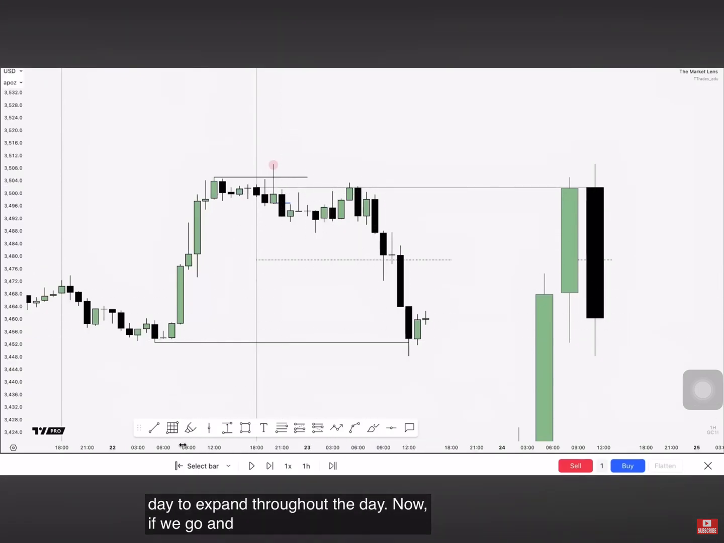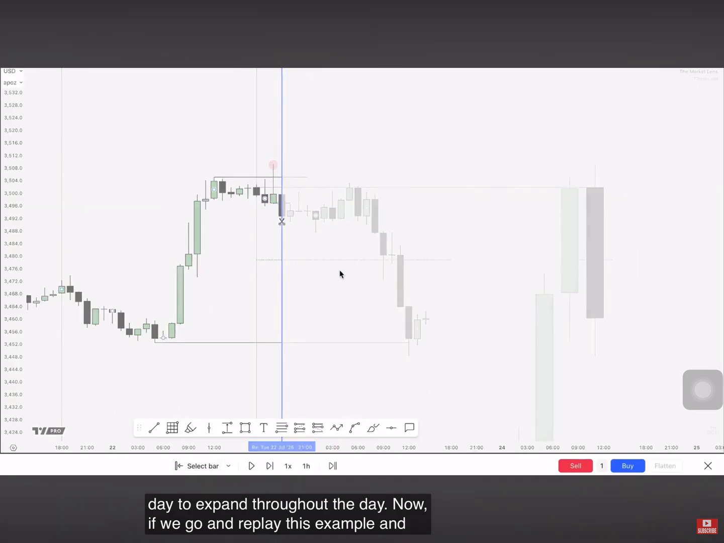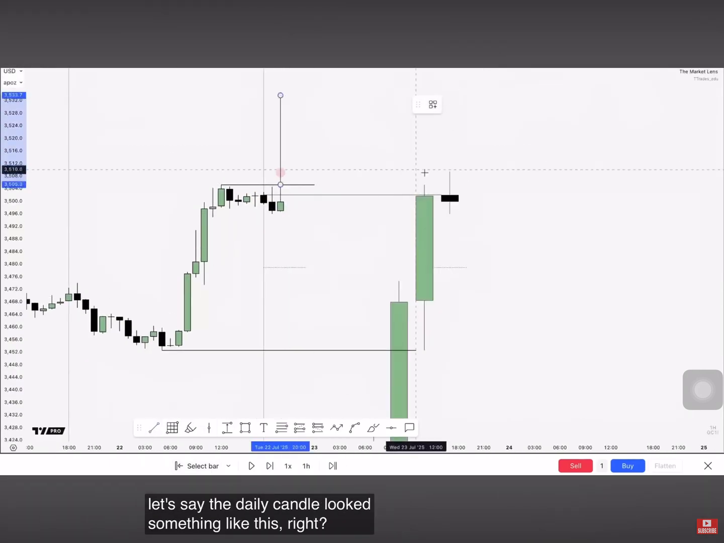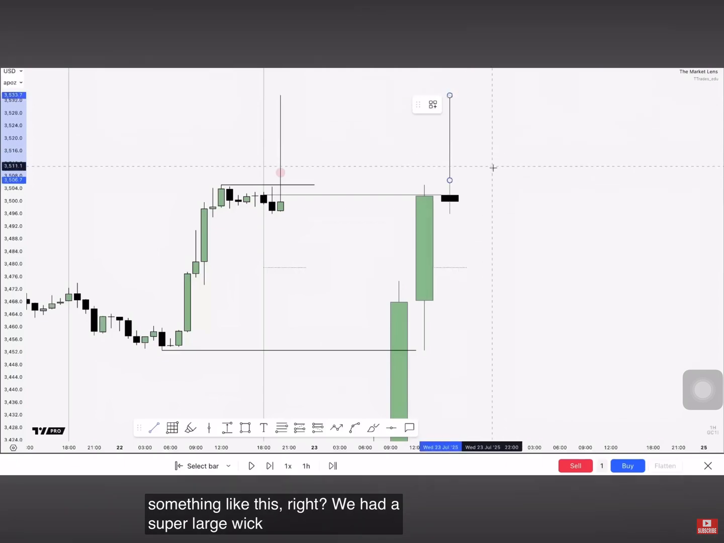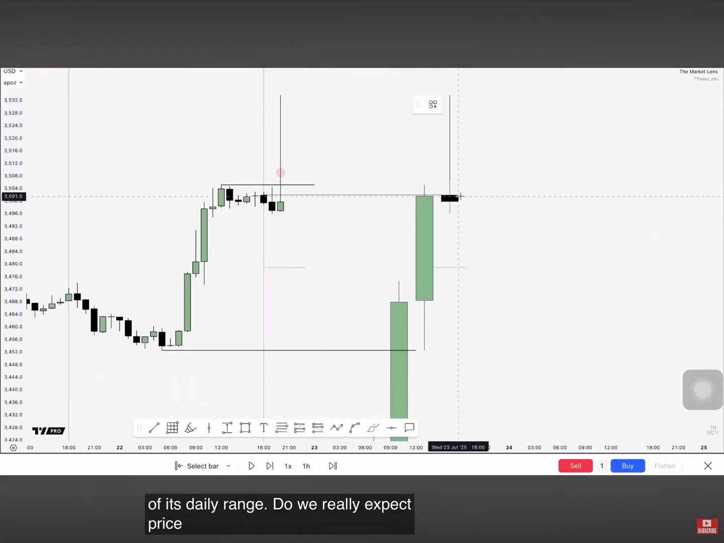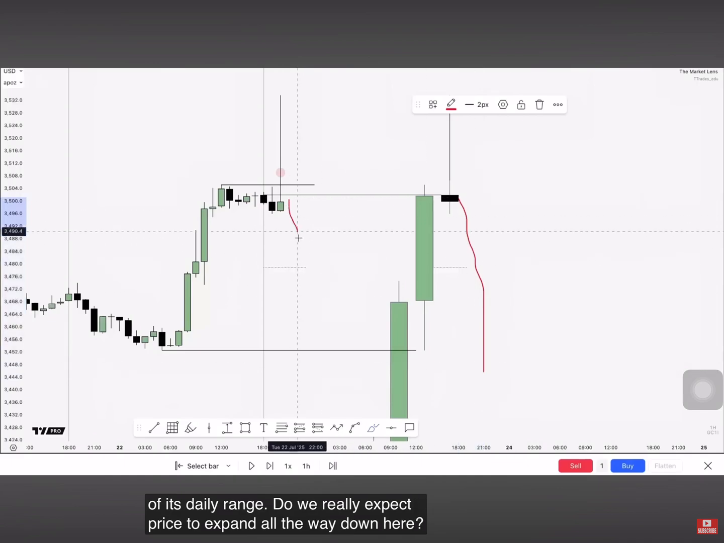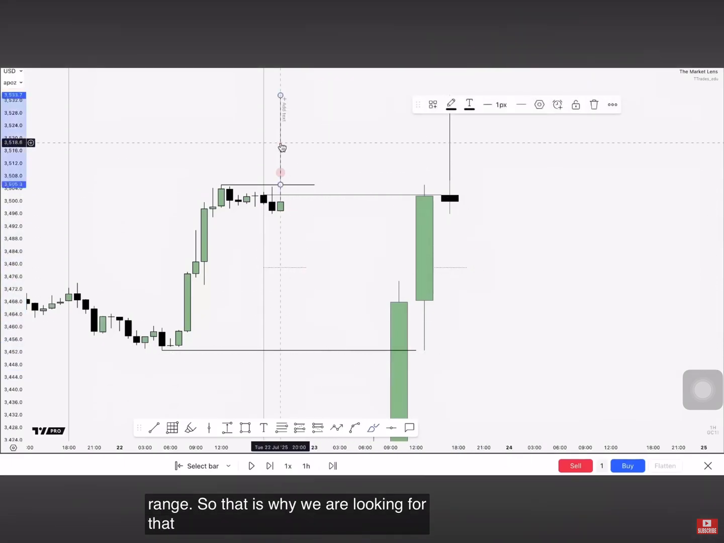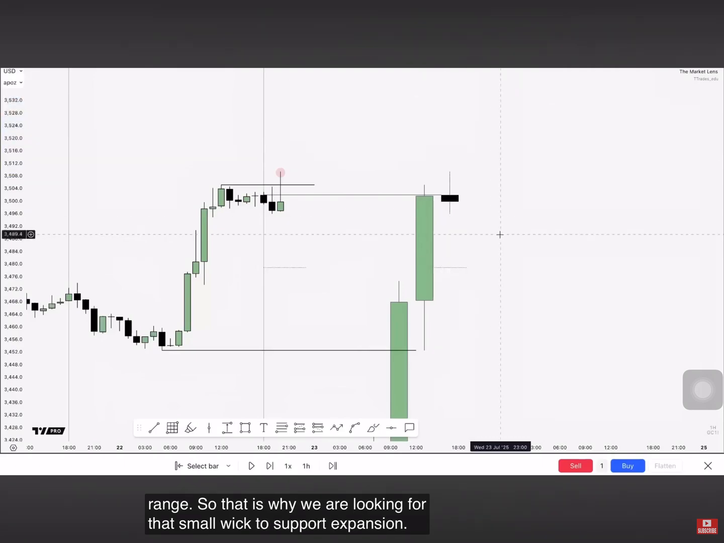Now, if we go and replay this example, and let's say the daily candle looked something like this, right? We had a super large wick that already had most of its daily range. Do we really expect price to expand all the way down here? Not really, because that is such a large range. So that is why we are looking for that small wick to support expansion.